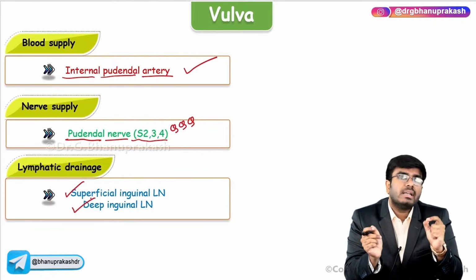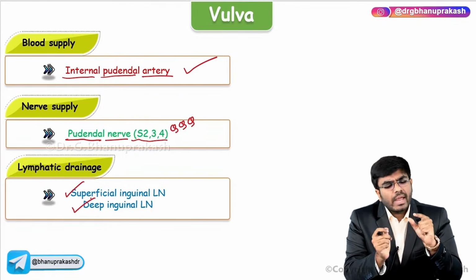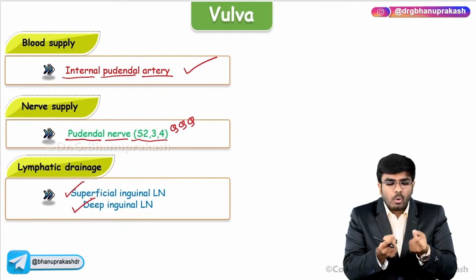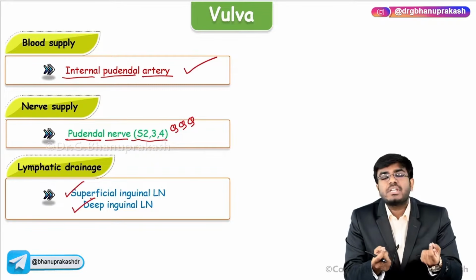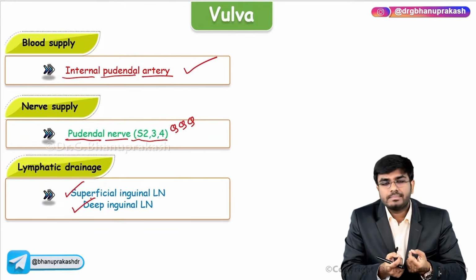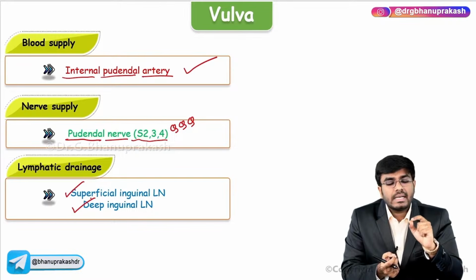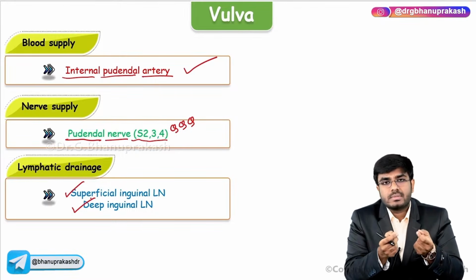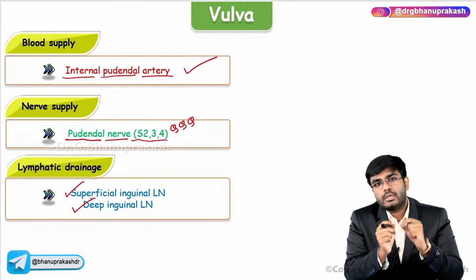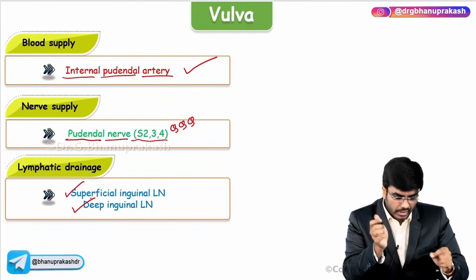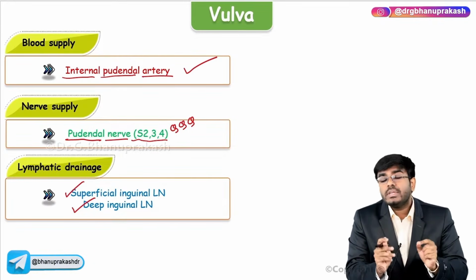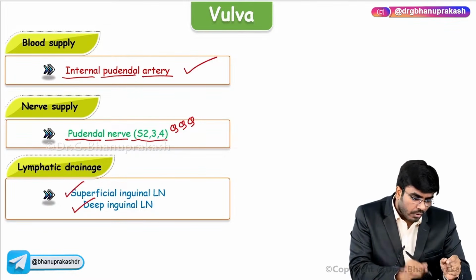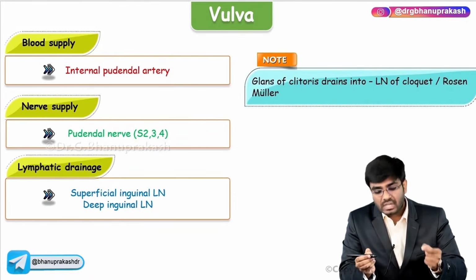But one important point worth mentioning, guys, is that we have discussed the clitoris, right? Clitoris, that erectile body in the female which is going to be erected, especially during sexual excitement in a female. Now this clitoris has certain parts like crus, glans and prepuce. Now the glans of the clitoris, I am talking about, it is going to drain into a special group of lymph nodes known as the lymph nodes of Rosenmuller or lymph nodes of Cloquet.